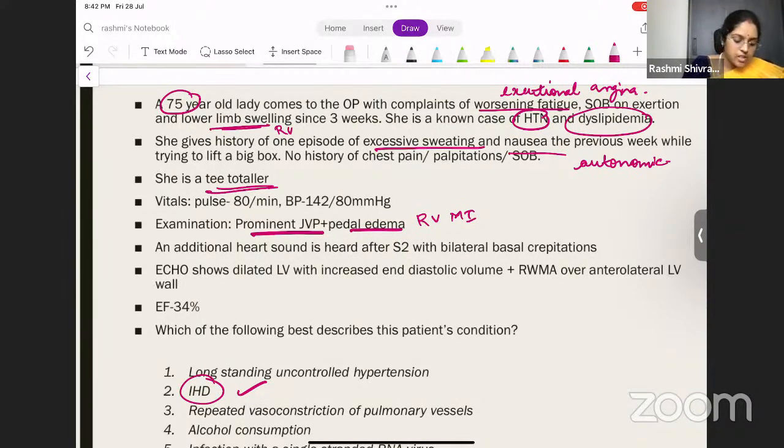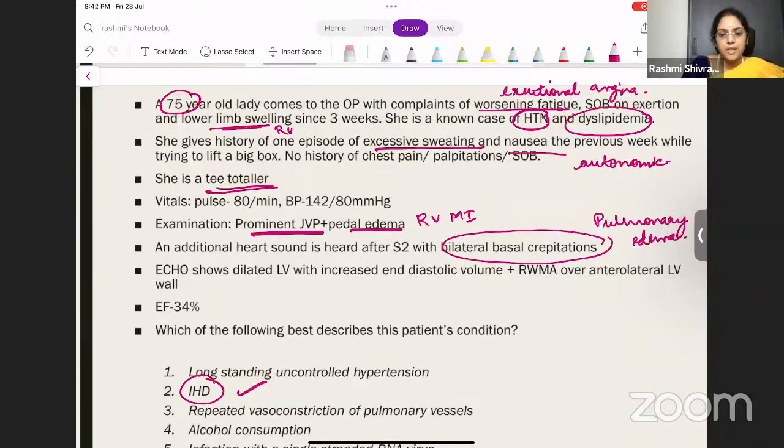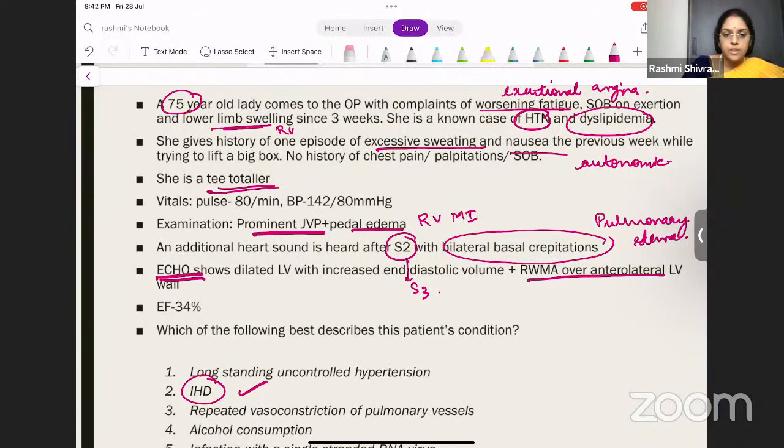You hear an additional heart sound after S2 with bilateral basal crepitations. So why do you have these basal crepitations? This is because of pulmonary edema. Because of pooling of blood in the pulmonary circulation, you have bilateral basal crepitations. Then you have a sound after S2, which is S3, which will be heard. Then coming to the echo, what do we have? We have a regional wall motion abnormality and you also have decreased EF. So all this points towards ischemic heart disease.